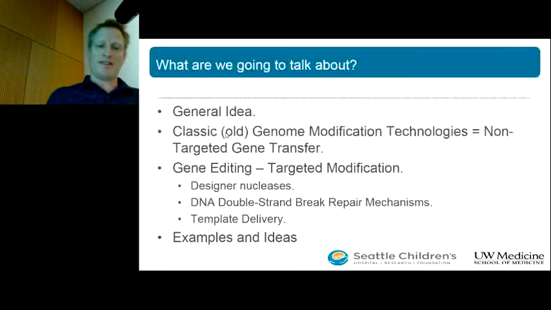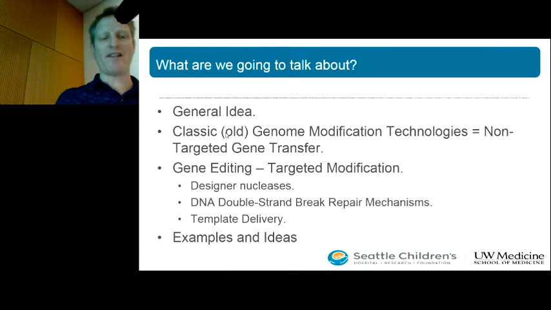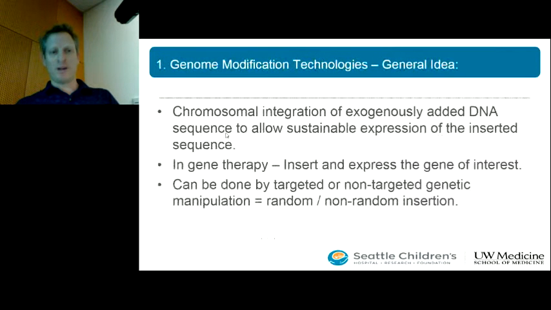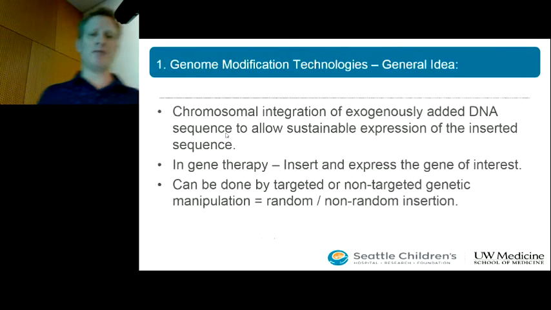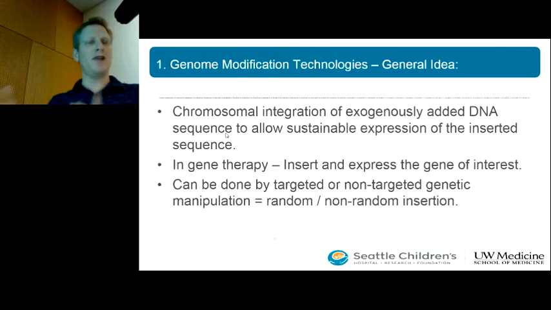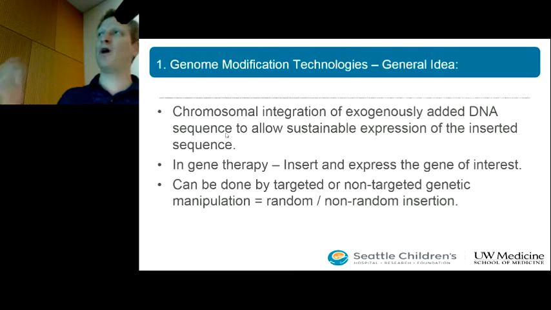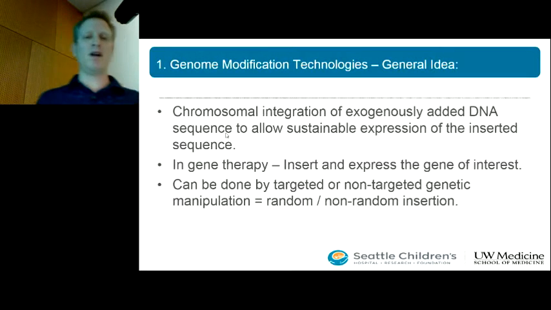So we're going to talk about designer nucleases, DNA double-strand breaks and how the cell repairs them, template delivery, and I will explain these later on, and then we'll end up with 1.5 examples and ideas which you should provide. So what is genome modification technologies, or what are we talking about? The whole idea about gene therapy, gene modification, is to take some DNA or nucleic acid and put it in a different place within the cell. So we hope to achieve chromosomal integration of edited DNA, and we hope it to be constantly or ongoingly expressed in the cells even after it divides, so it will be there.